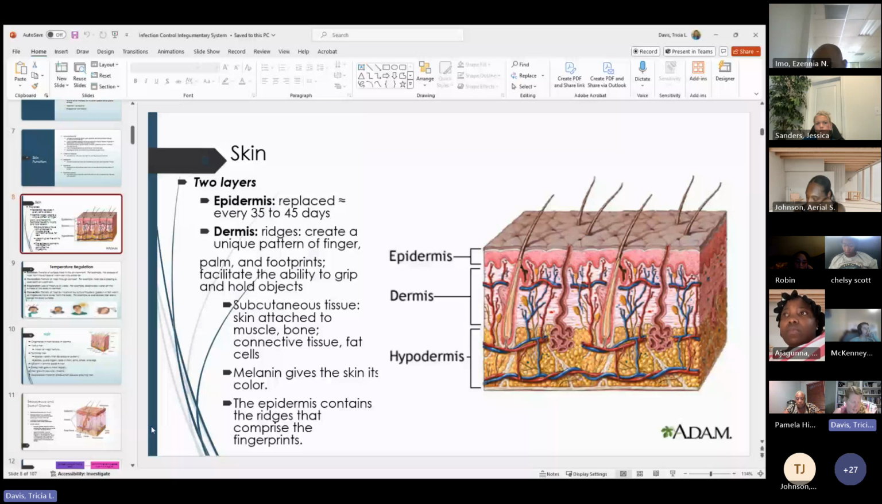When we think about what gives each person their individual skin color, that has to do with the melanin in our skin, which is going to be different for everybody. And then that epidermis contains the ridges that help to comprise our fingerprints.